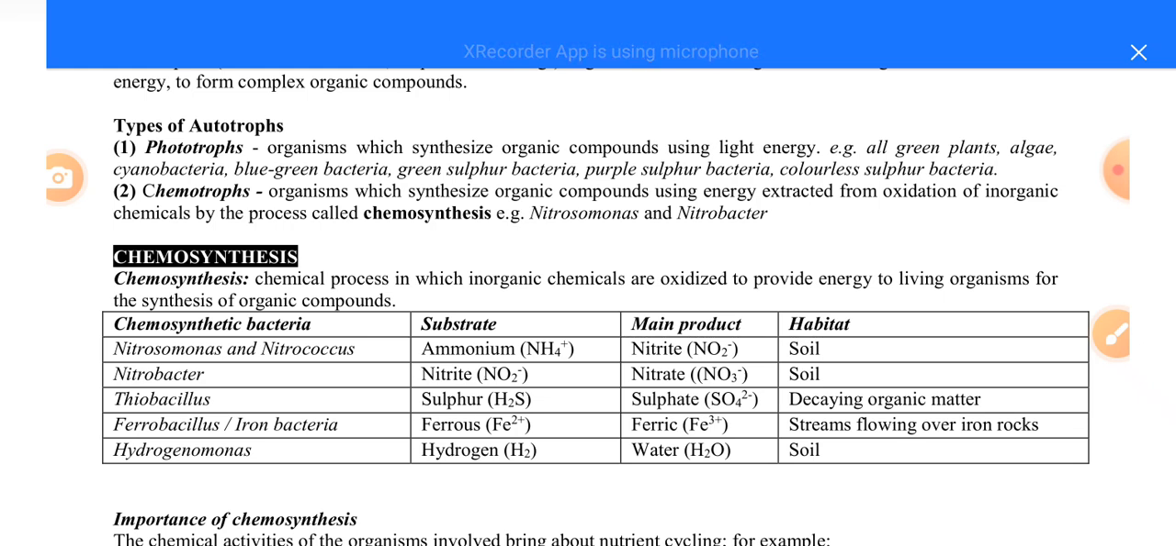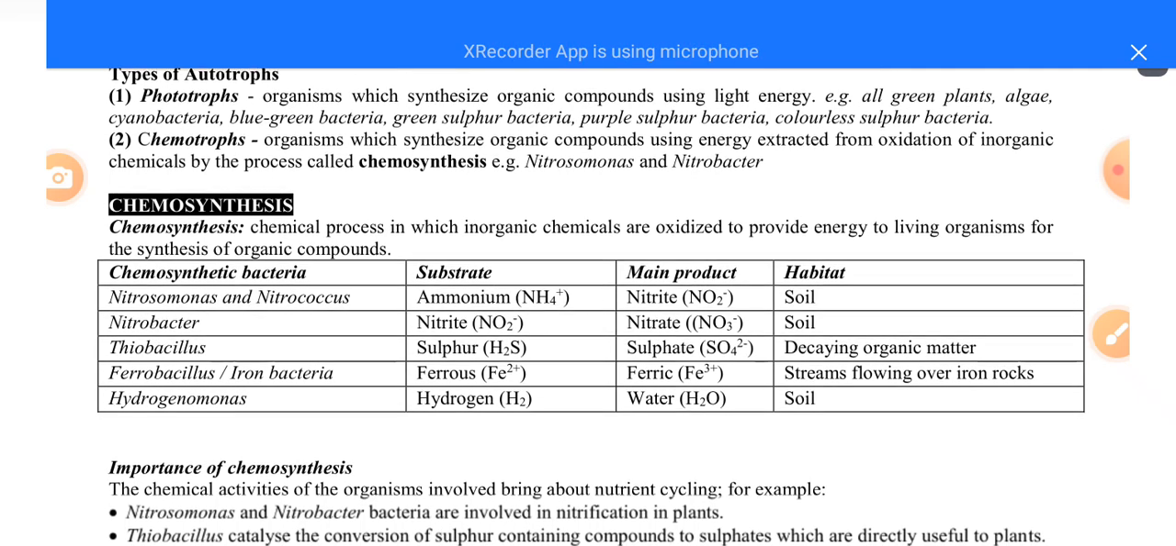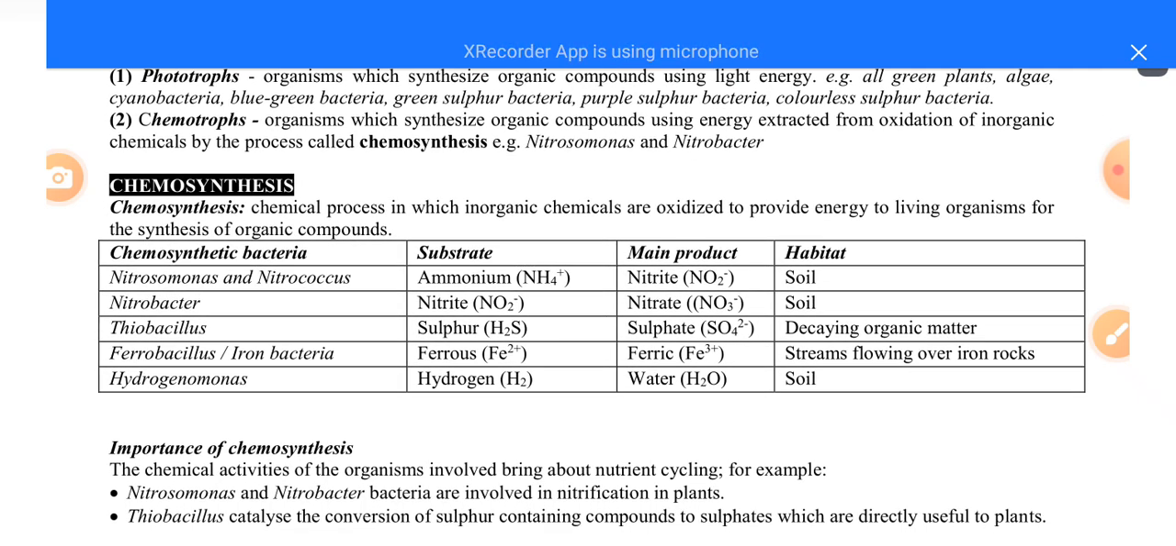Let's look at what we call chemosynthesis, because chemotrophs synthesize their organic compounds using chemicals through the process called chemosynthesis. Chemosynthesis is the chemical process in which inorganic chemicals are oxidized to provide energy to living organisms for the synthesis of organic compounds.